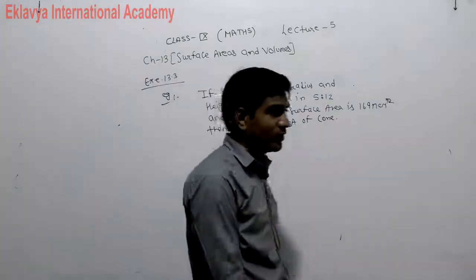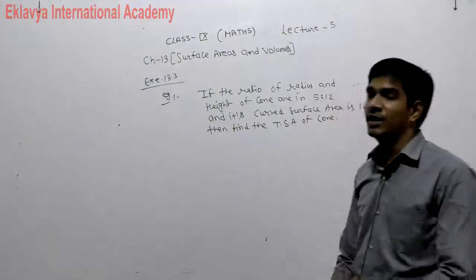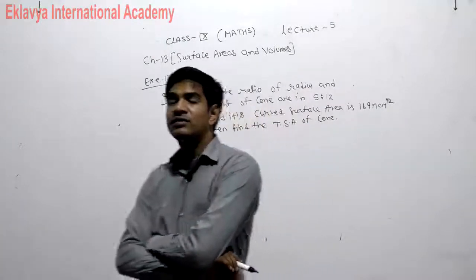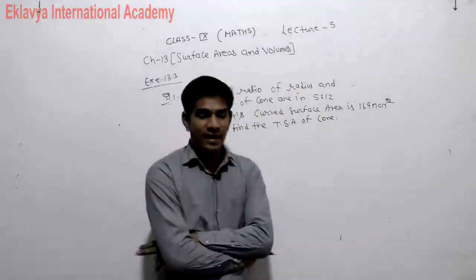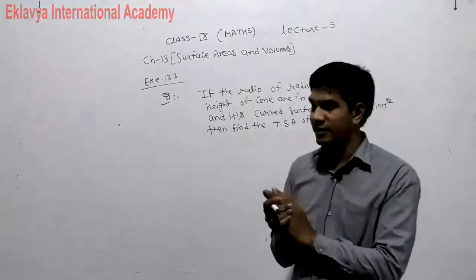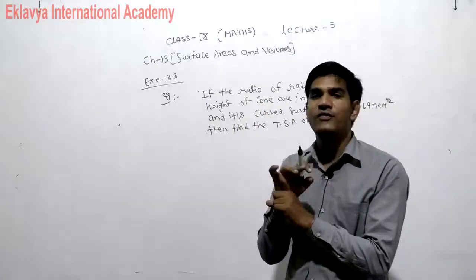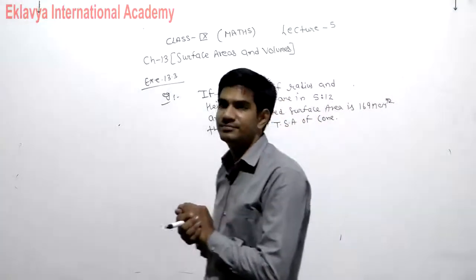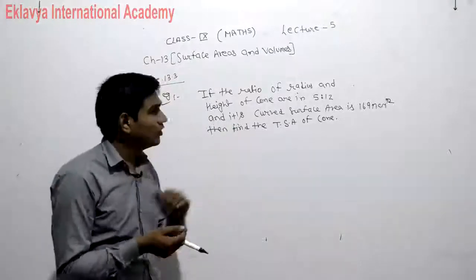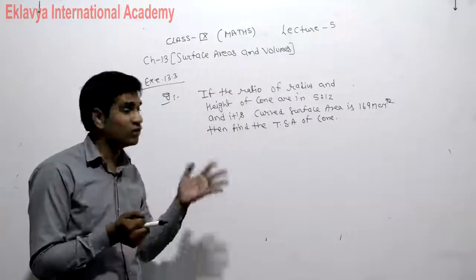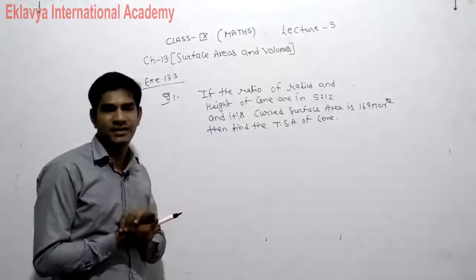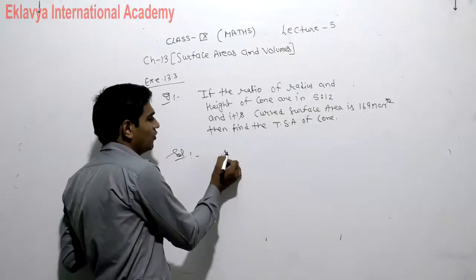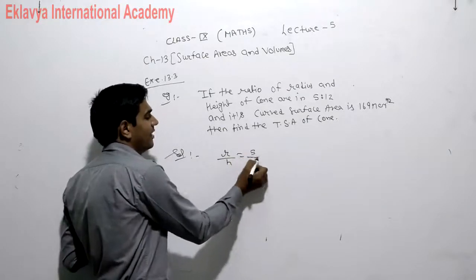So what do you have to calculate, students? We will calculate the total surface area. To calculate the total surface area of the cone, we require two things. Firstly, what is the radius of the circle? Second, what is the slant height of the cone? But here we don't know the radius, and we also don't know the slant height. So in the question, what is given to you is that the ratio of radius and height is 5:12.